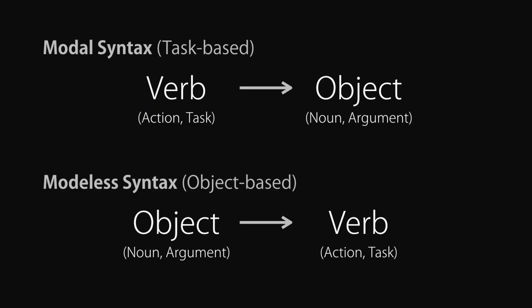All right, so for modal syntax, I say it's task-based. Verb first and object second. Verb means actions or tasks. Object is, sometimes you say it's a noun or arguments, but anyway, verb first, object second. But in the modeless way, you select the object first, and then select the verb second. This is the modeless syntax.